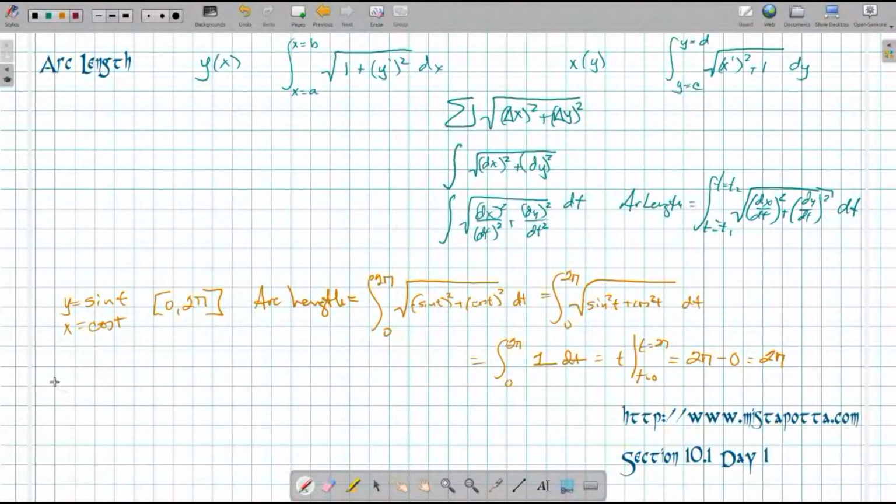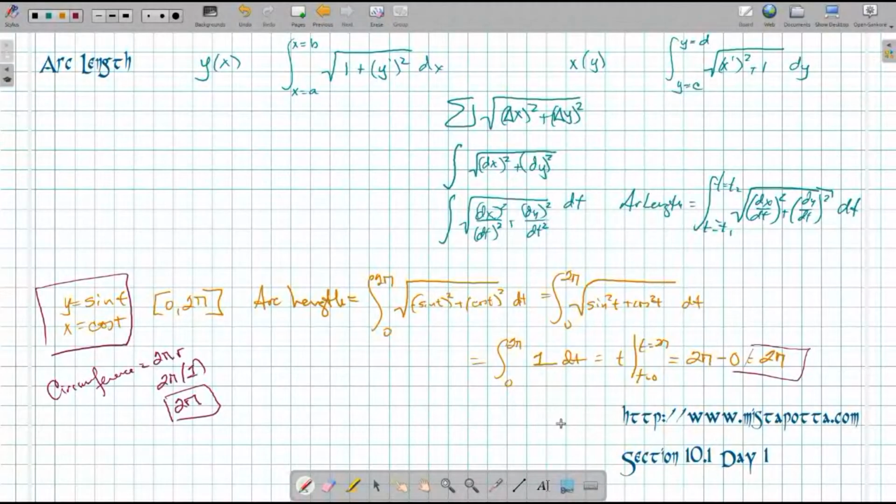Now, from geometry, we had a formula for the length around a circle. We called this the circumference. And the formula for the circumference was equal to 2 pi times the radius. But if we're dealing with these functions, we're dealing with a unit circle, so this is really 2 pi times a radius of 1, or 2 pi. And so I notice that the circumference of a circle is exactly equal to the arc length around this parametric function. And so this gives us confirmation for these formulas that we learned back in geometry.